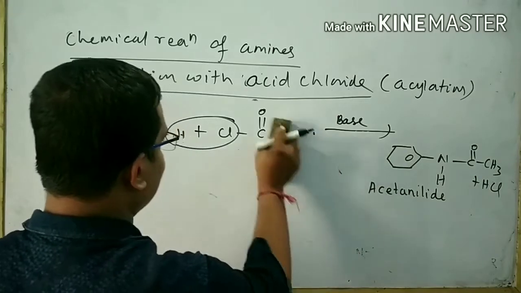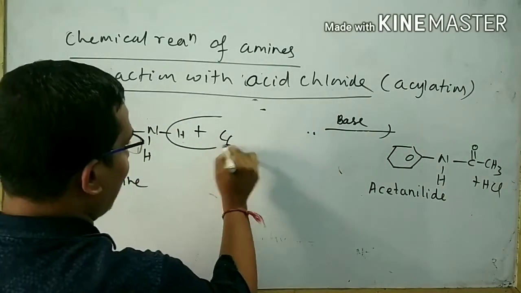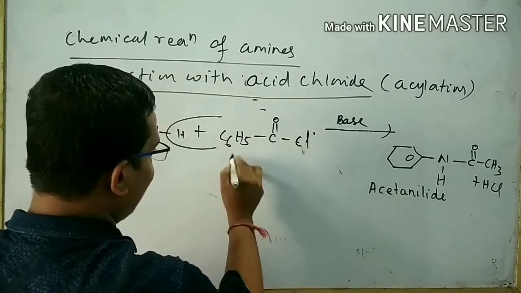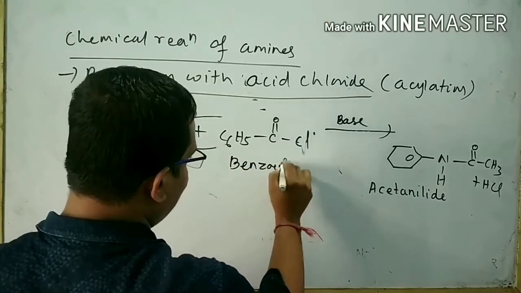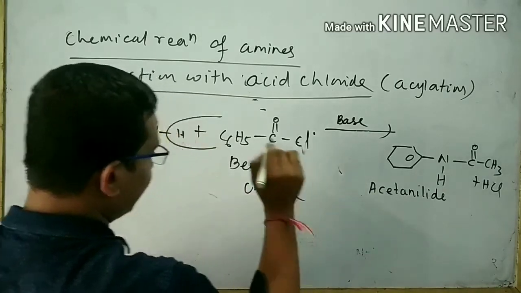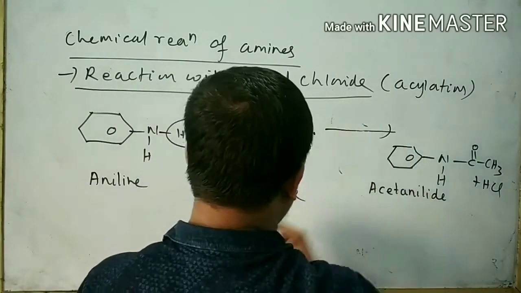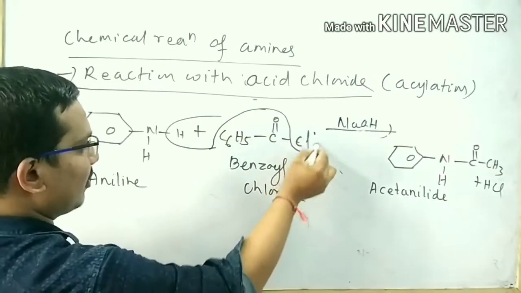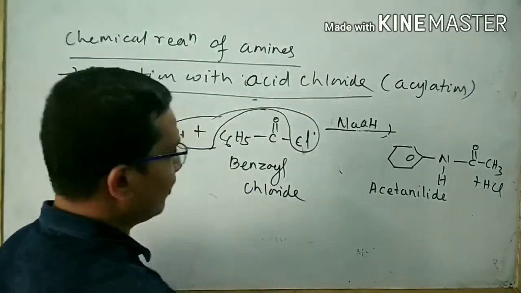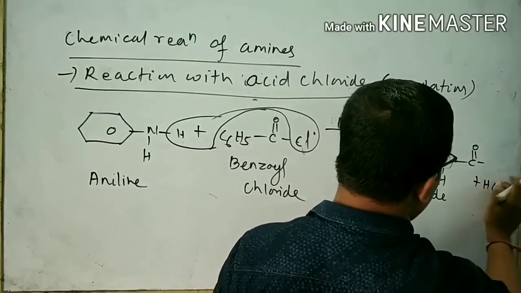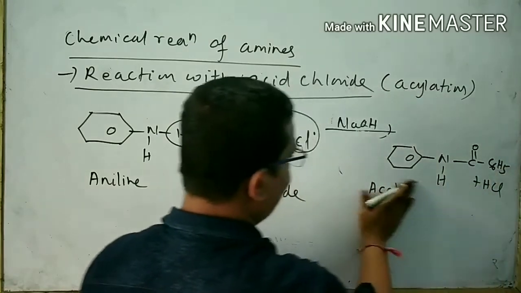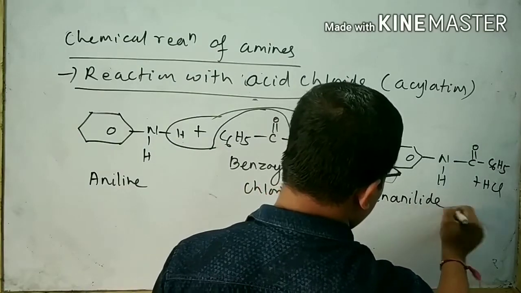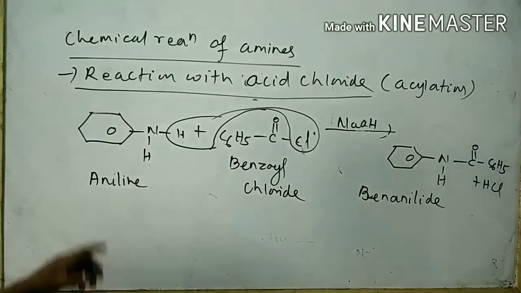Look at that. This is aniline. Now take benzoyl chloride. This is said to be benzoyl chloride. Take a base that is sodium hydroxide. Then there is a removal of one HCl molecule like this, and here we can write C6H5, and the name of this compound is benzanilide.